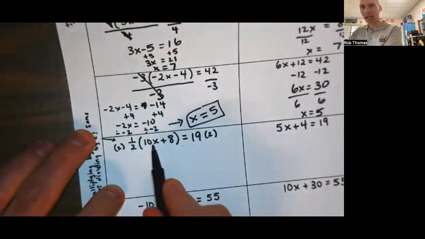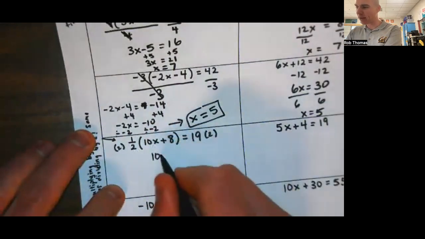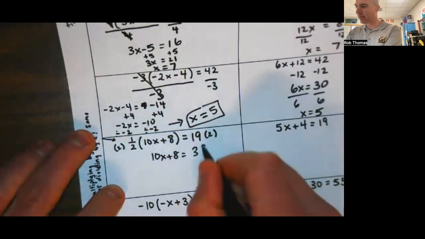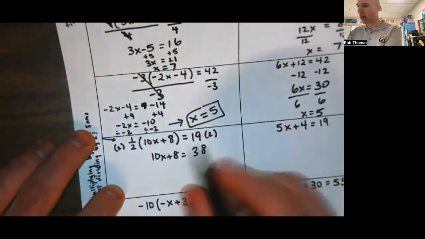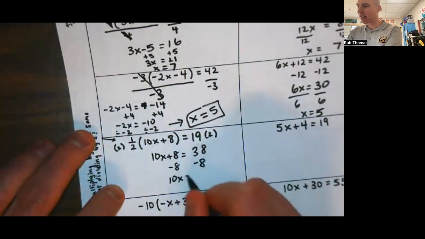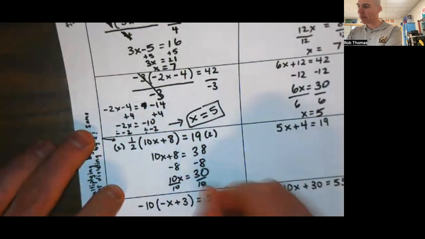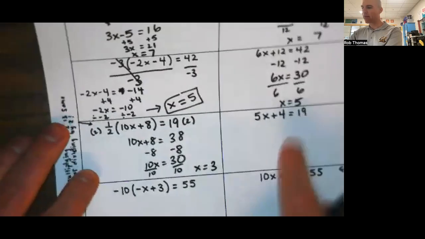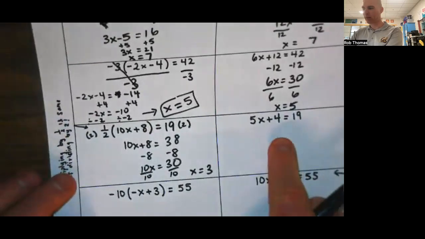So we have one group of 10x plus 8. And then 19 times 2 is 38. And now we just solve regular. I'm going to subtract 8 from both sides, and we get 10x equals 30. Divide both sides by 10, and we get x equals 3. I'm pretty confident that you were probably able to solve this one.